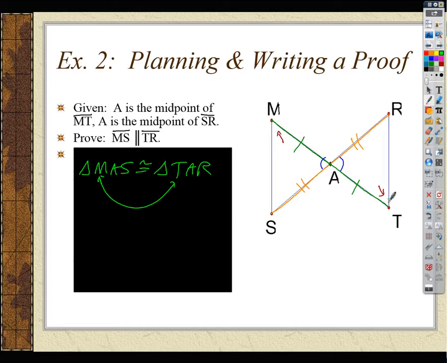Okay, well, maybe because they're alternate interior, but if I just focus on the left triangle, how would you describe angle M? Well, angle M would be the angle that's pinched between the side with one dash and the side with no dashes, right? Well, what's that look like over here? The angle between one dash and no dashes would be T, right? So they have to match up.